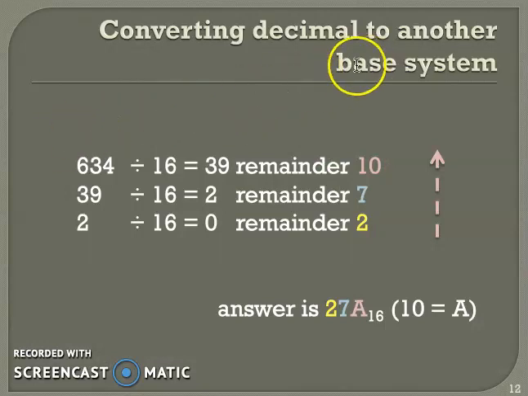Converting decimal to another base. 634 to hexadecimal: divide by 16 is 39, remainder 10. 39 divided by 16 is 2, remainder 7. 2 divided by 16 is 0, remainder 2. Read it from the bottom going up: 2, 7, 10. 10 is A in base 16, the hexadecimal number system. So the answer is 27A base 16.